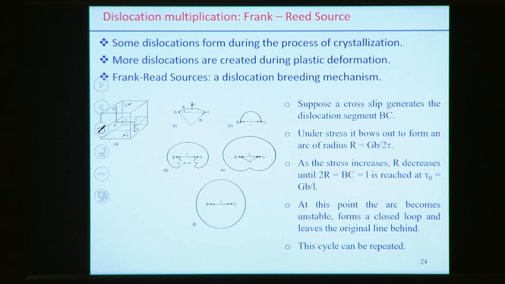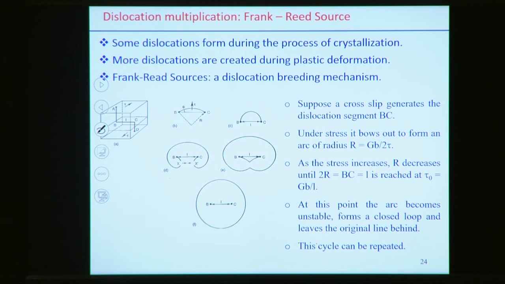Now Frank explained that some dislocations form during the process of recrystallization, and recrystallization is very much related to any kind of metal forming process. This recrystallization happens at the recrystallization temperature, which is below the melting point temperature of the material. So more dislocations are created during plastic deformation, and the Frank-Read source explains a dislocation breeding mechanism. Let us see how it works, how we can explain this mechanism.